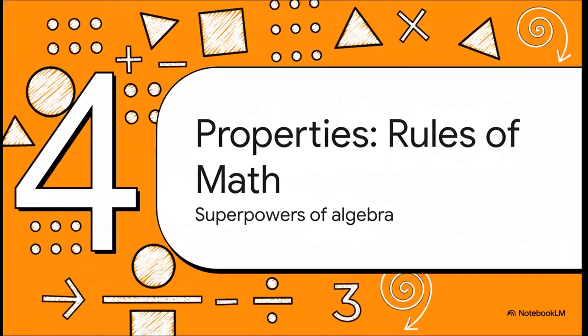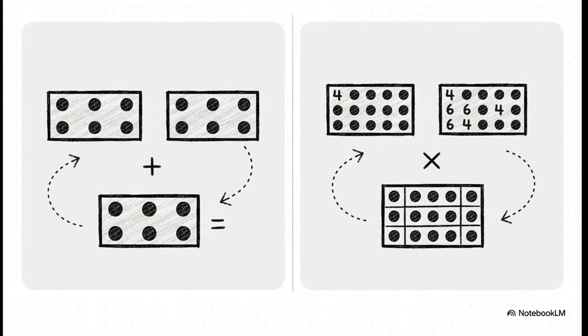Honestly, they're more like the secret superpowers that make all of algebra actually work. First up, we've got the commutative property. This is the order doesn't matter superpower. For adding and multiplying, you can literally just swap the numbers around and you get the exact same answer. 5 plus 3 is the same thing as 3 plus 5. Super simple, right? But incredibly powerful.